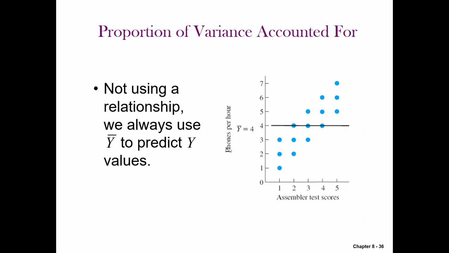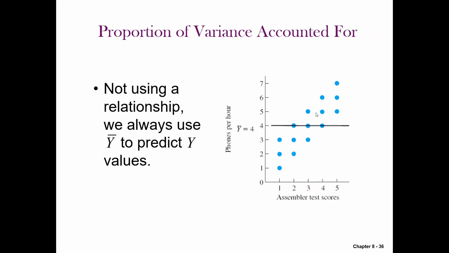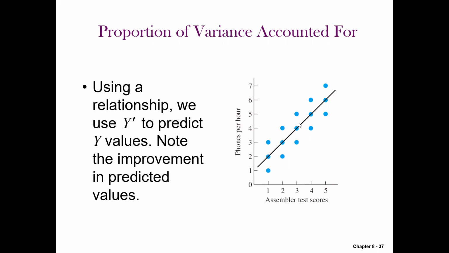Okay, so what if we're predicting it by assembler test scores, right? Then we can predict it from the regression equation. This is the line of best fit, or the regression line, okay? So we can use y prime to predict it. So here we have a much better prediction, right? Compared to 4, you get much better predictive value using the regression line. And the difference between using the mean of y versus using the regression line is an idea of how the proportion of variance accounted for works.